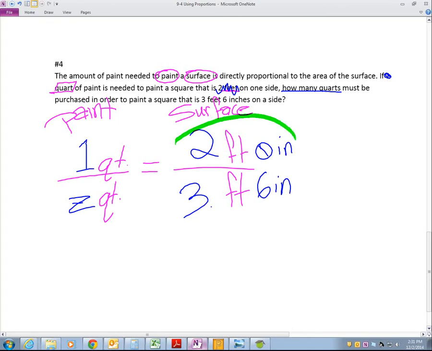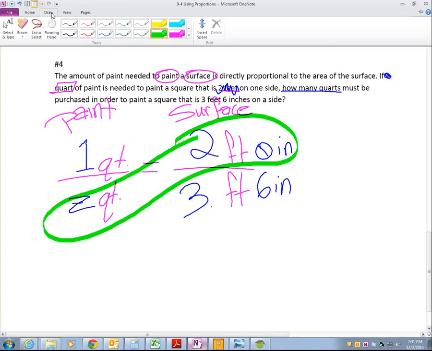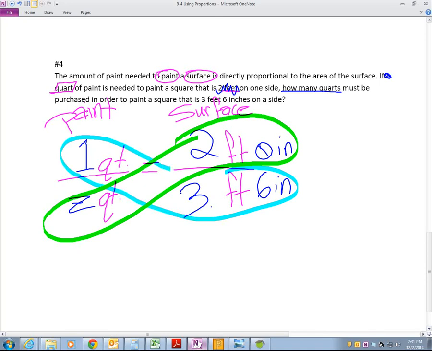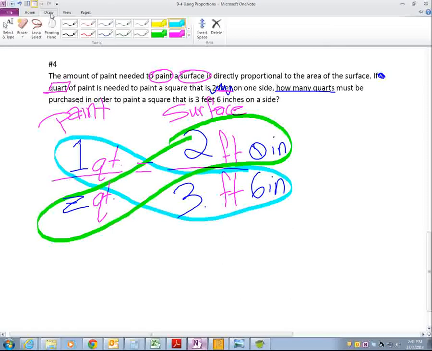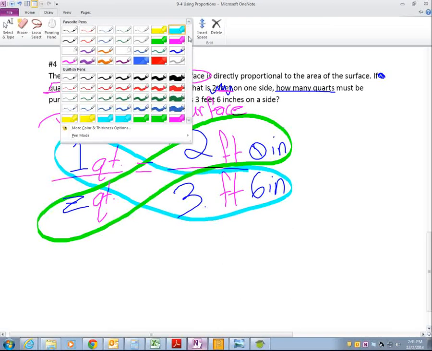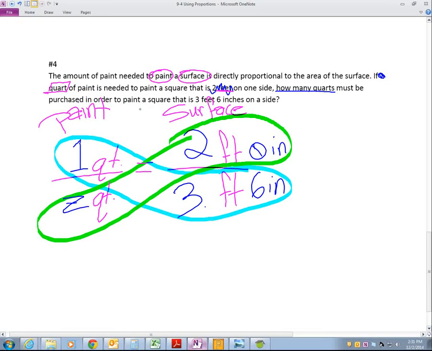I'm going to multiply these 2 together. Then I'm going to multiply these 2 together. And when I'm set up, to make it look the way that we've been doing for the last while, it's going to come out to look like 3.5 times 1 equals 2Z. Super simple. I'll work this one out, I guess.